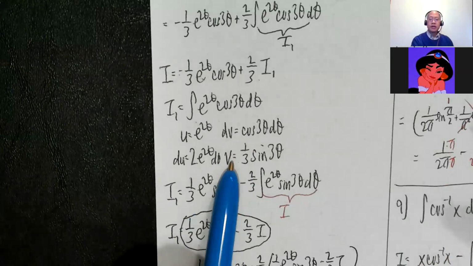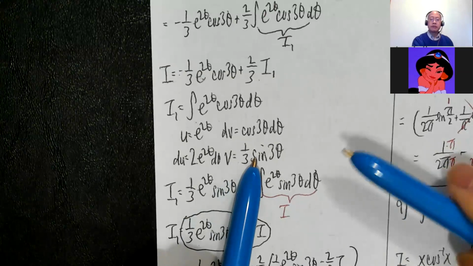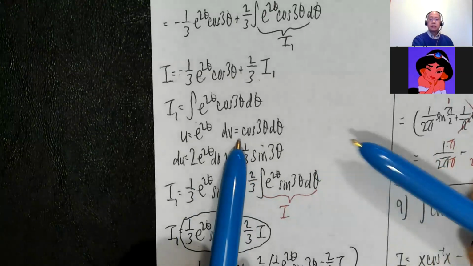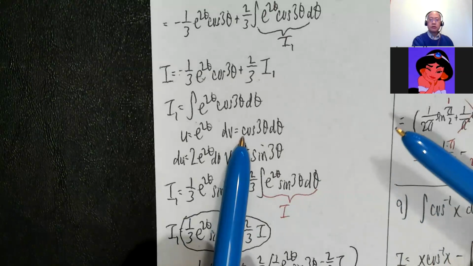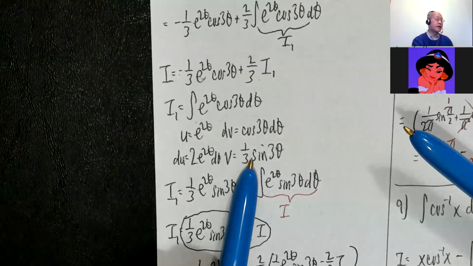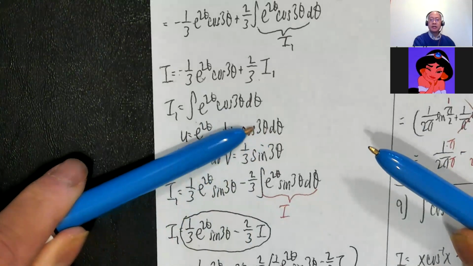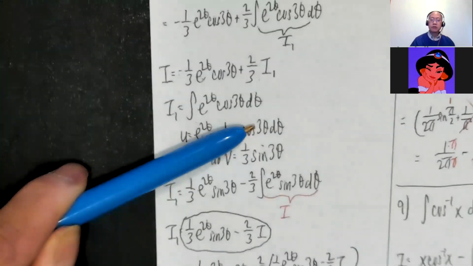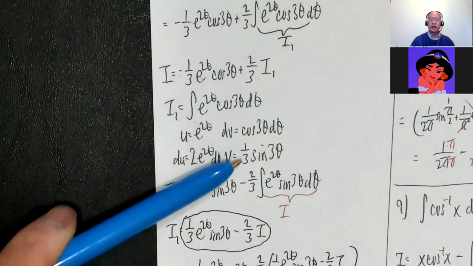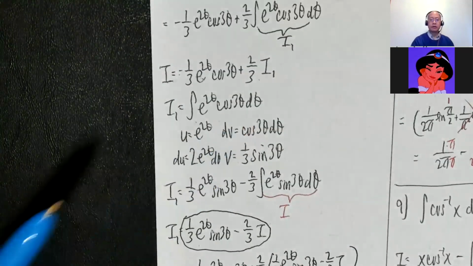Integrate, v is 1/3 sine 3 theta. Again, chain rule in reverse. So the integral of the cosine is a sine. Careful, not negative sine, just sine. And then by the chain rule, if I got to this stage and I differentiate, multiply by 3. Therefore, when I integrate, I divide by 3 or multiply by 1/3.